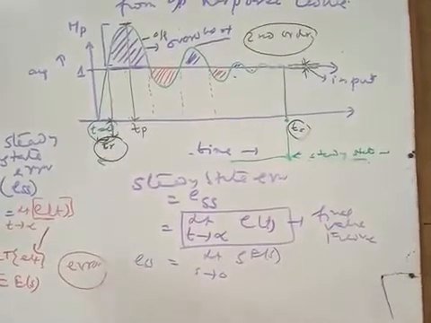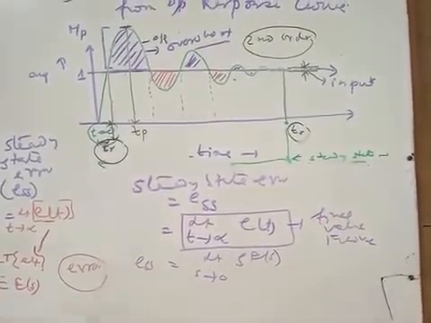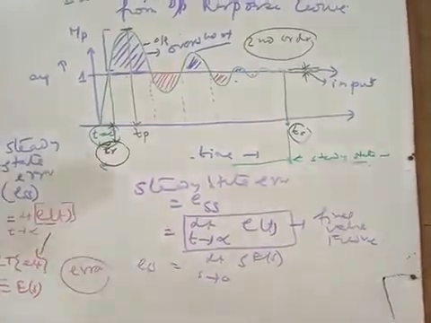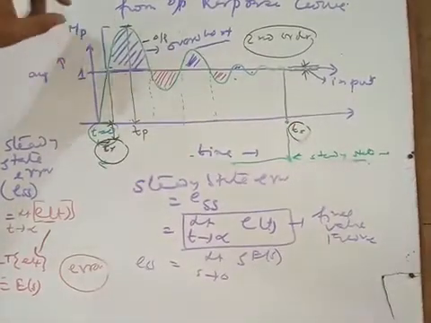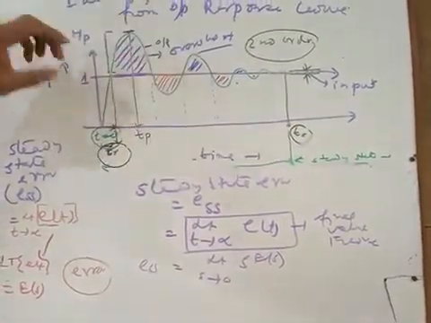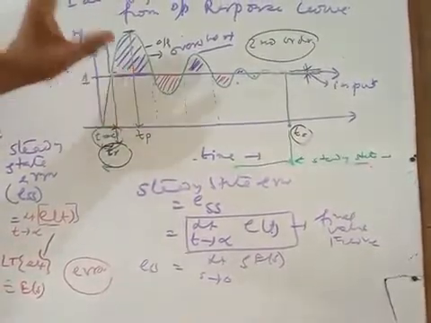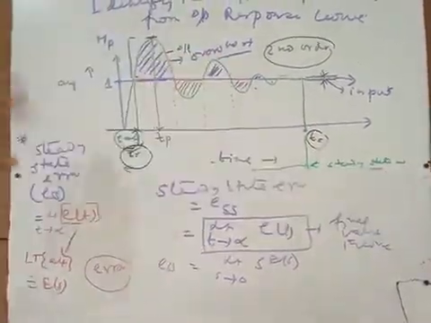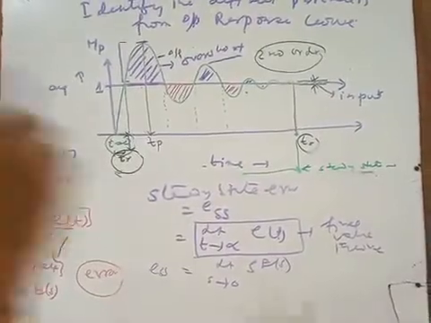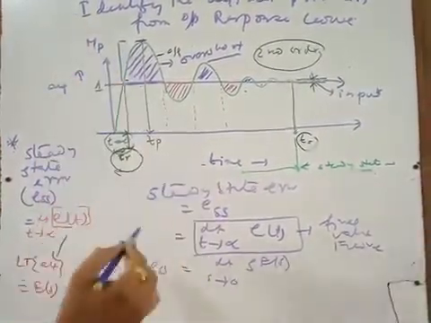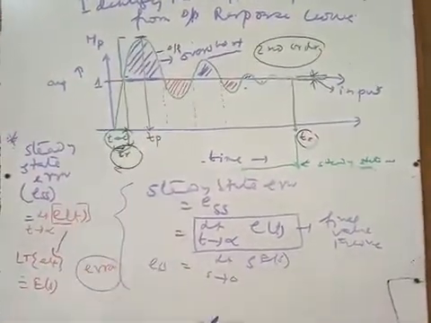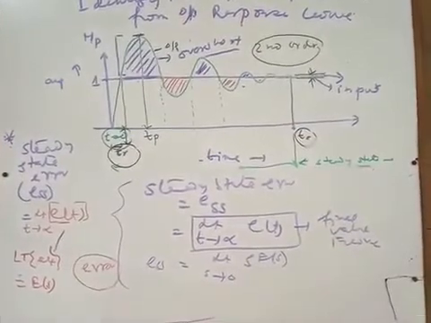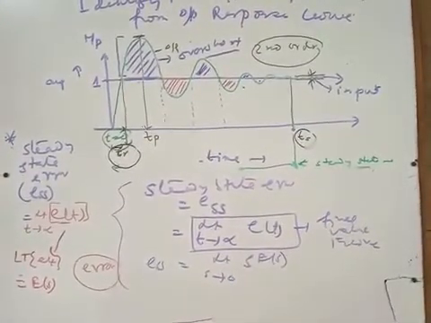So till now we have discussed the different parameters of the output response curve: rise time, peak time, overshoot, settling time, settling band, and steady state error. So these are the parameters of the transient response, that is the transient section, as well as the steady state section.